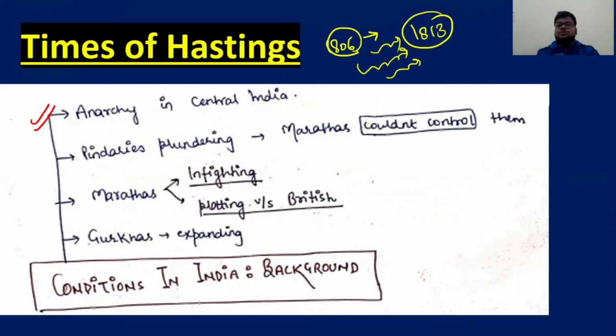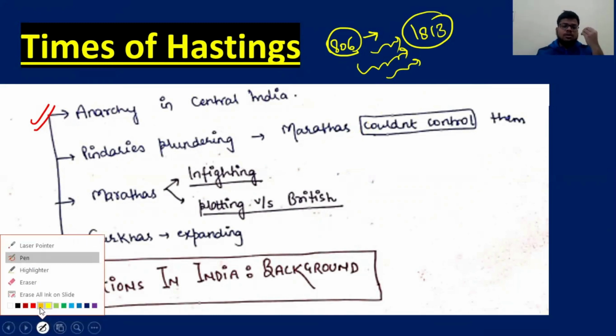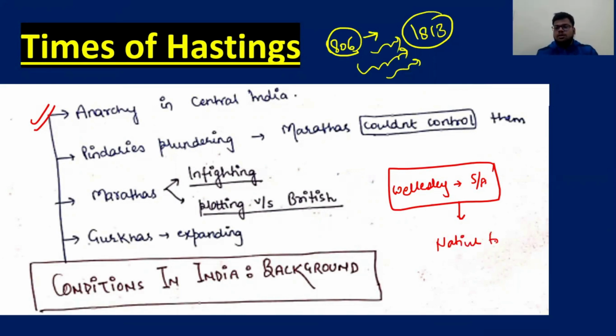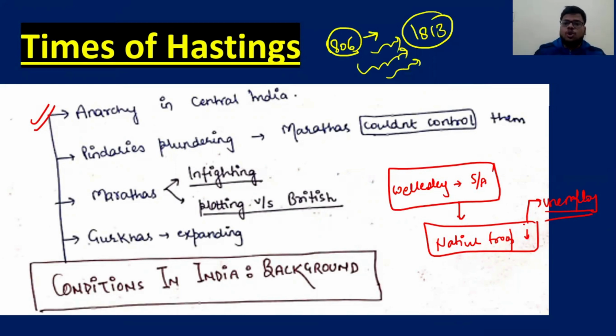Then, in the times of Lord Wellesley, they signed the subsidiary alliance. We have seen that when the subsidiary alliance is signed, the troops of the EIC will be stationed in these native states. Now what about the native troops? These native troops got disbanded and became unemployed. When they became unemployed, they became these Pindaris, because they are warriors and can fight. So they do this plundering. The Marathas could not control them.